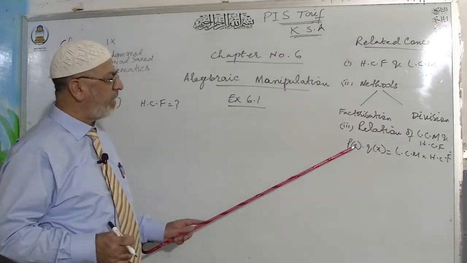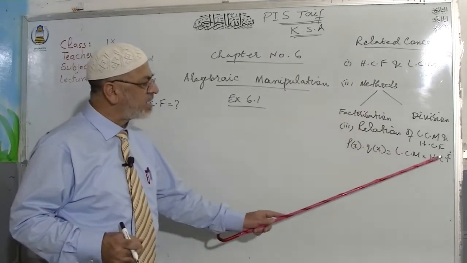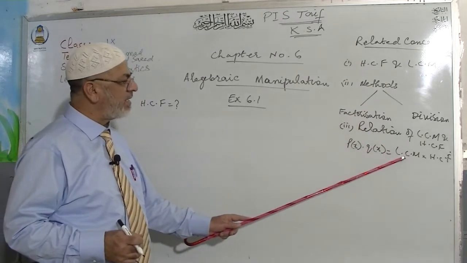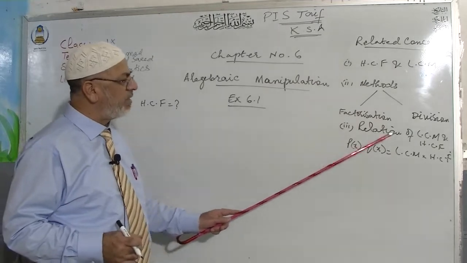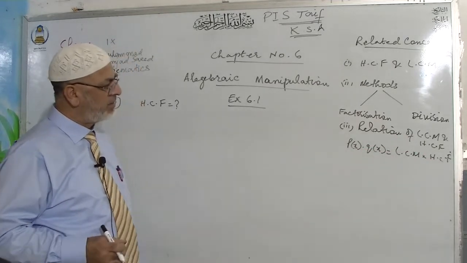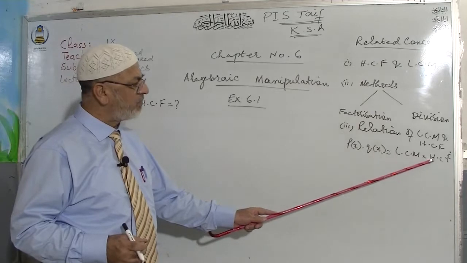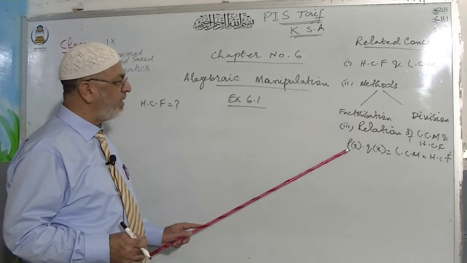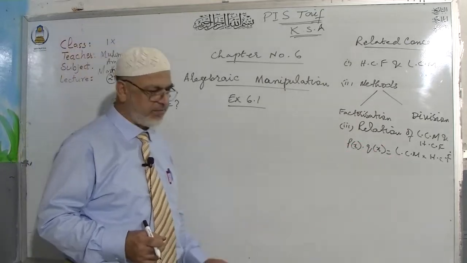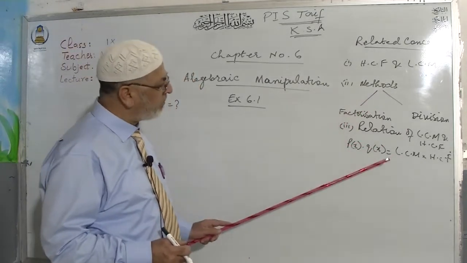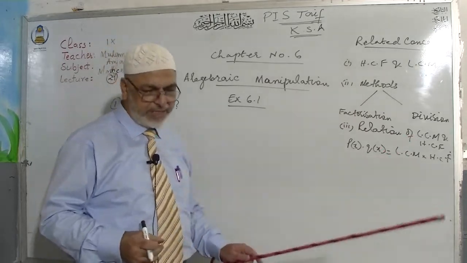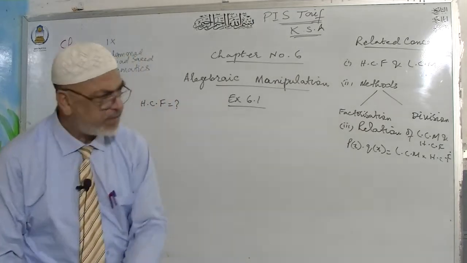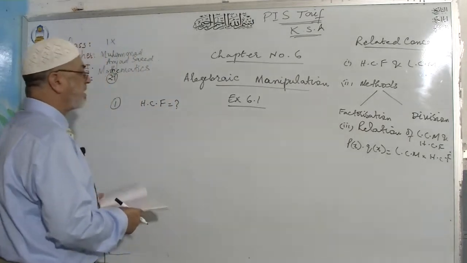If you want to find P of x, LCM, HCF and Q of x will be given. And if you want to find LCM, then two polynomials and one HCF will be given. And in case of HCF, you will have the values of P of x and Q of x and LCM. So in this way, by different alternate methods, we can find your unknown values. After that, we are going to start our exercise 6.1.